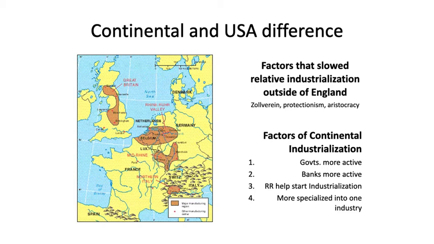Then you will tend to find northern Italy or the western part of Germany in the Ruhr Valley there, they will specialize more into one industry. So, features of non-British industrialism, adding a little bit more. They somewhat imitate what Britain did, but they alter their approach based on their local strengths or weaknesses.